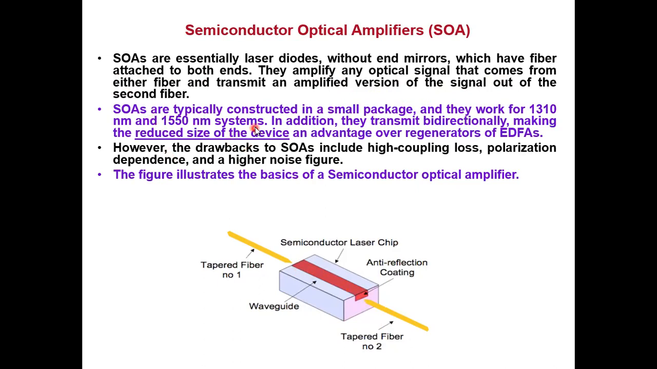So SOAs are typically constructed in small packages and they work for 1310 and 1550 nanometer. So if you see, we say that there are 3 optical windows, but 850 nanometer पे अभी हम use ही नहीं करते. So we have all components at 1310 and 1550. And if I am having wavelength division multiplexing, I will definitely have 1550 के सारे devices. So in addition, they transmit bidirectionally, making the reduced size of the device an advantage over regenerators or EDFAs. We will see what is EDFA.